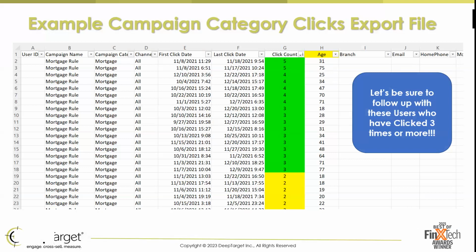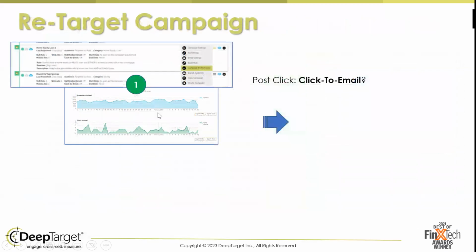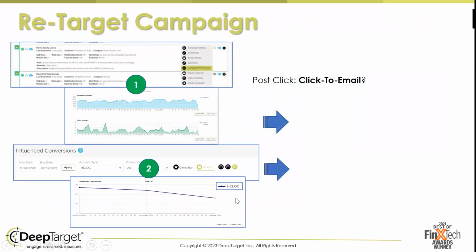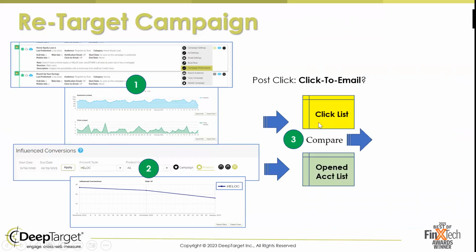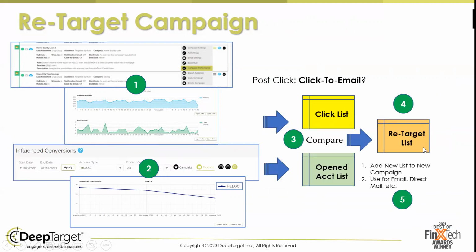But you could also take this list, which we've exported for this example, and combine it with data to find those individuals that have already taken out a HELOC. If they've taken out a HELOC, let's not send them another campaign about HELOC. Let's remove duplicates, and in that comparison create a new retarget list that we can then use for a campaign to engage them further. So that's one option, and that's a use case that some of our customers are using today.